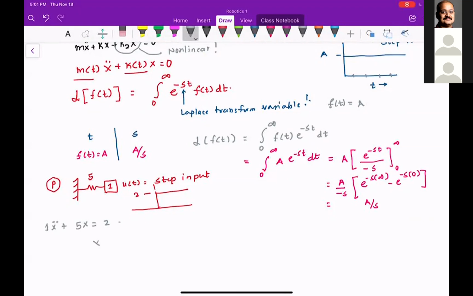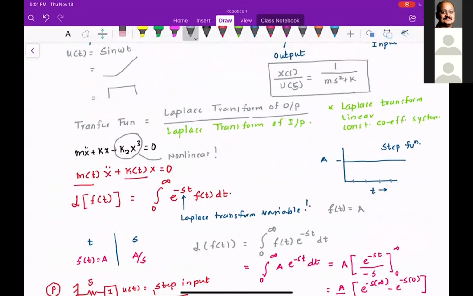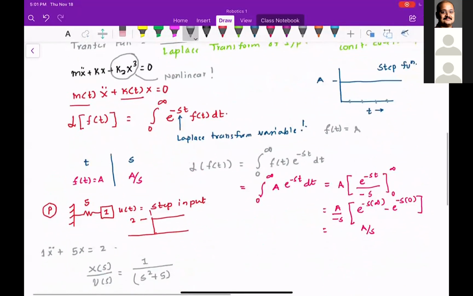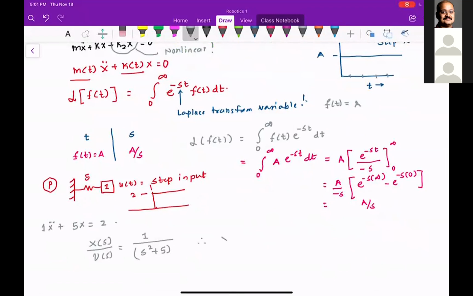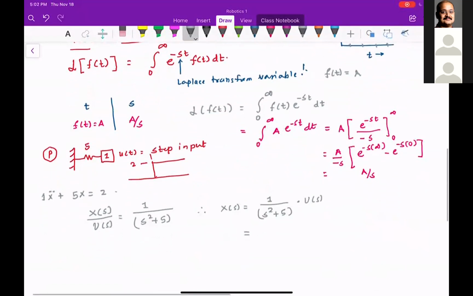So we looked at this equation earlier. X of s divided by u of s is equal to 1 divided by m s square plus 5. Here m is 1, k is 5. Now, x of s is what we want to find out. U of s is a step input, so the Laplace transform of the input is 2 divided by s. Then x of s is equal to 1 divided by s square plus 5, multiplied by 2 divided by s.